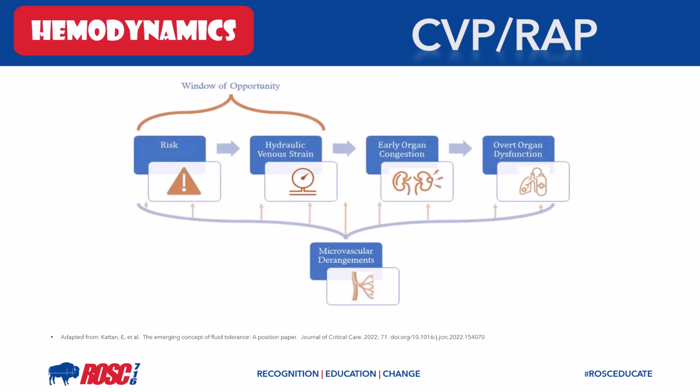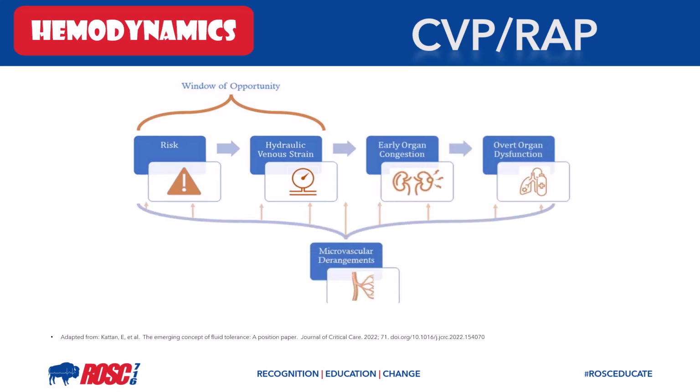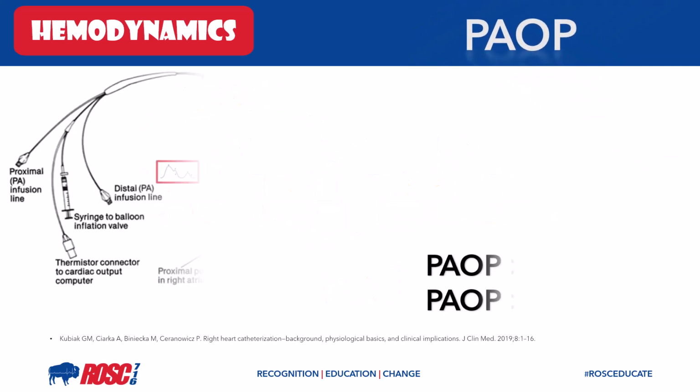This brings up timing of the elevated pressures and finding windows of opportunity before there's actual venous congestion. None of this is worth it if we can't find a signal as to when there's risk or venous strain. Organ congestion is just too late. Now let's move on to pulmonary occlusion pressure.